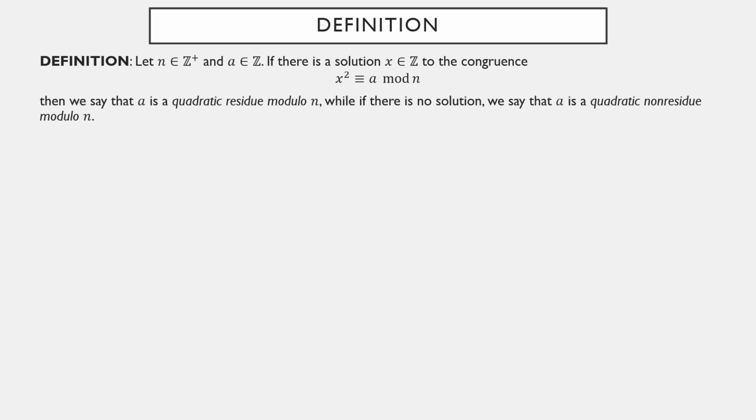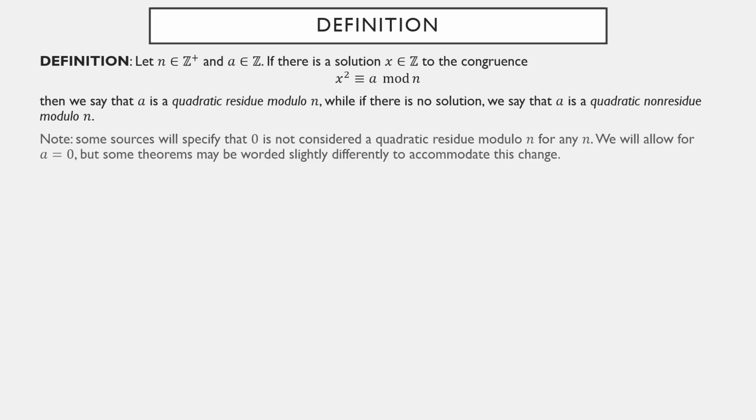However, if there is no solution to the above, in other words, no matter what integer x you pick, x squared is never equivalent to a mod n, then we'll say that a is a quadratic non-residue mod n.